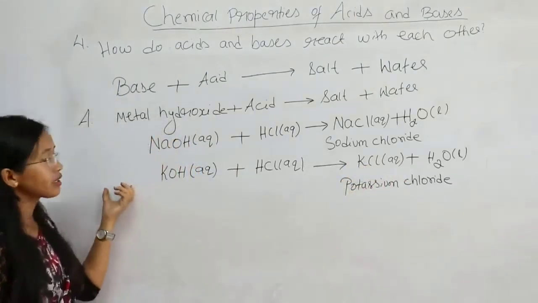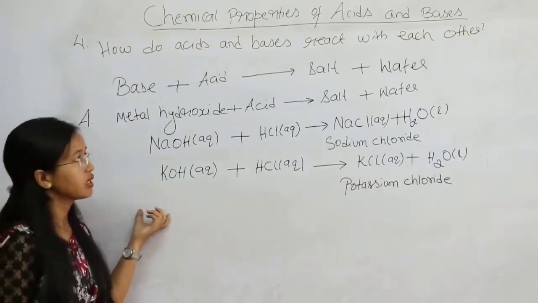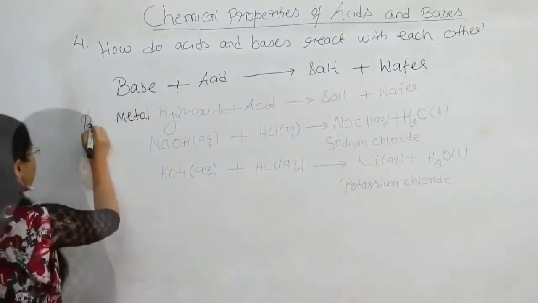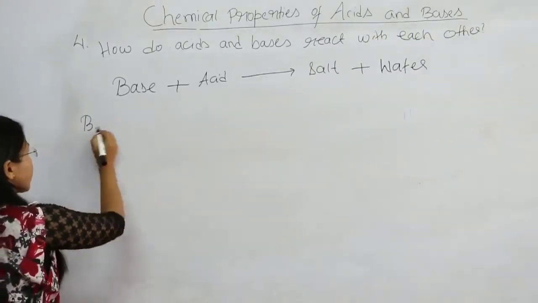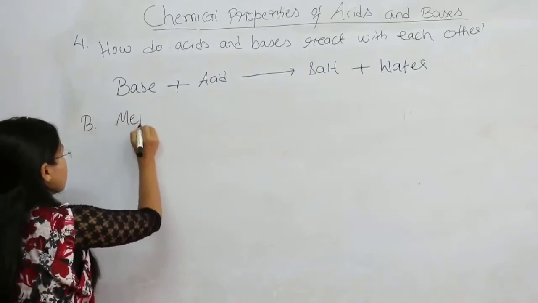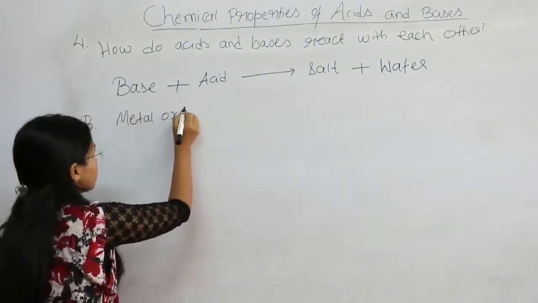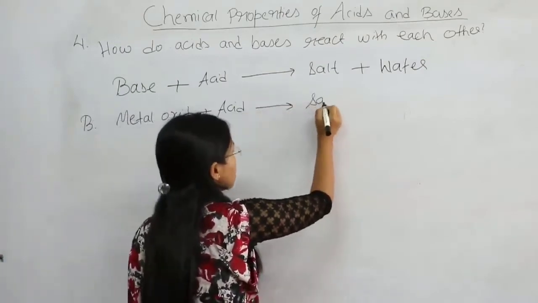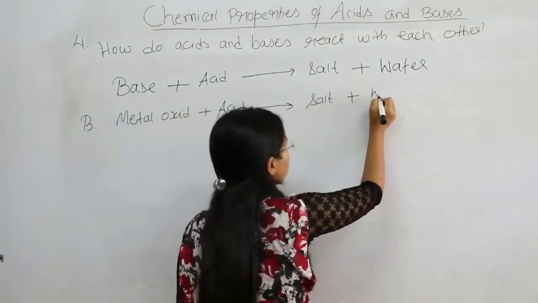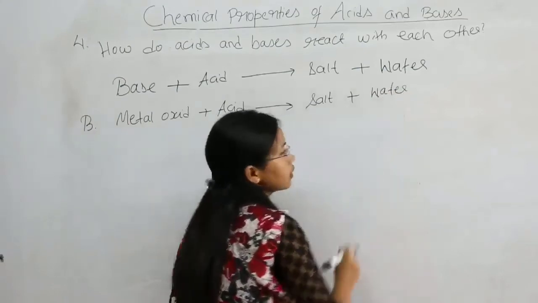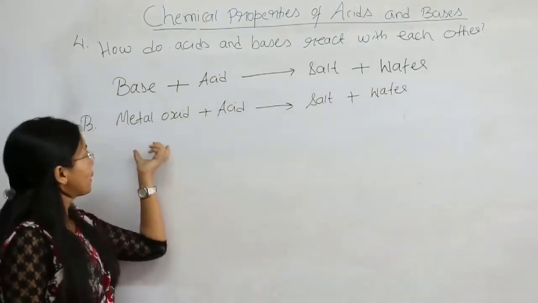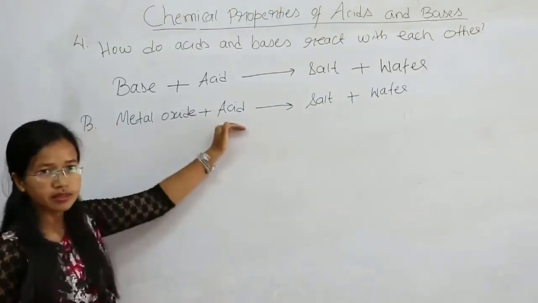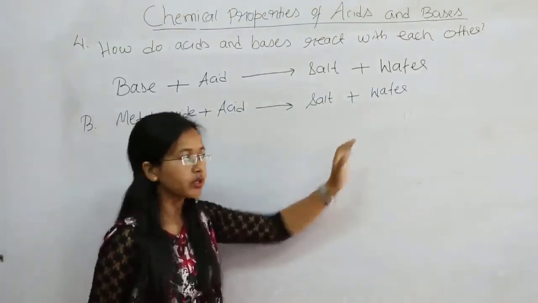Then next we will take the reaction of metal oxide with an acid. We will get again salt and water. The second one is metal oxide with acid. We will get salt and water. This is the second reaction. We'll take metal oxide with an acid, we'll get salt and water.